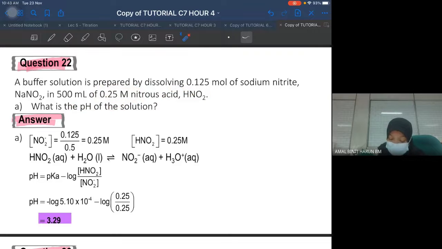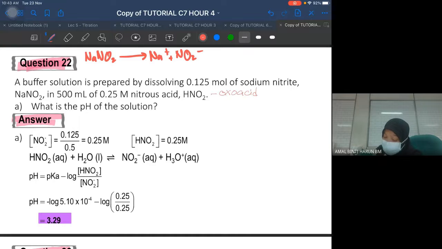Okay, sebelum tu betul ke dia kata ni buffer? Okay, this one is the salt. Macam ni kita tahu salt dia, kita pecahkan salt tu, NaNO2, pecahkan dapat Na plus, NO2 minus. Acid ni, betul ke nitrous acid ni adalah weak acid? So look at here, kita panggil dia sebagai oxo acid. Tapi dia strong atau weak?